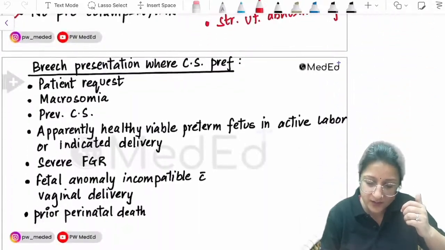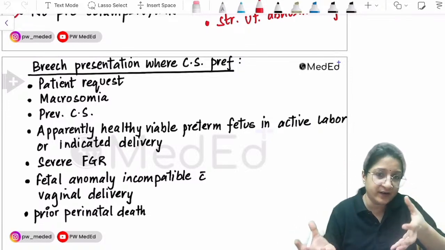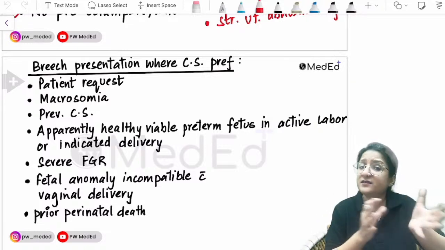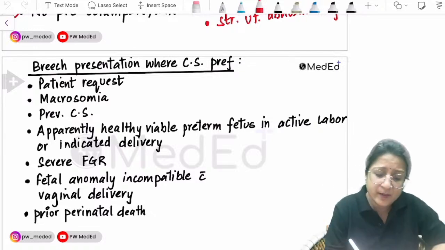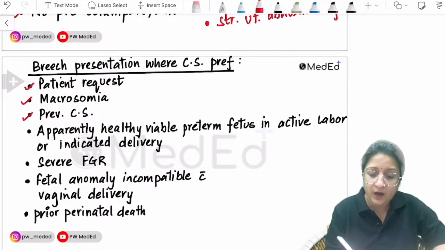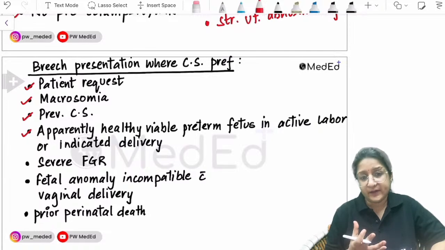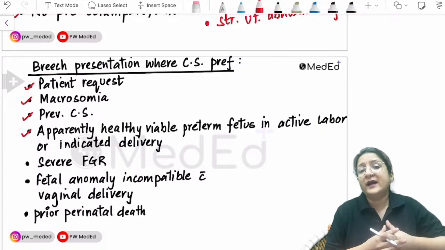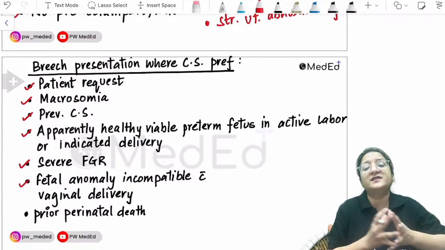Otherwise, in complicated cases, cesarean section is preferred, like patient request, big baby macrosomia, previous cesarean section. So previous cesarean section with breech: external cephalic version is not absolutely contraindicated, but direct cesarean section is generally more preferred. Or there is an apparently healthy, viable preterm fetus in active labor, or an indicated delivery is being performed for a preterm fetus. Then also I would like to go for a cesarean section, preferably. Severe fetal growth restriction, or a fetal anomaly that is incompatible with vaginal delivery, right?